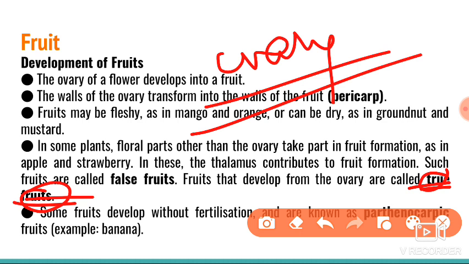These are the two types of fruits we can see here. One is false fruits, another is true fruits. False means there is involvement of the ovary as well as other parts of the flower in the formation of the fruit. But when you come to true fruits, there is only involvement of the ovary. This is about the types of fruits: one is false, another is true.